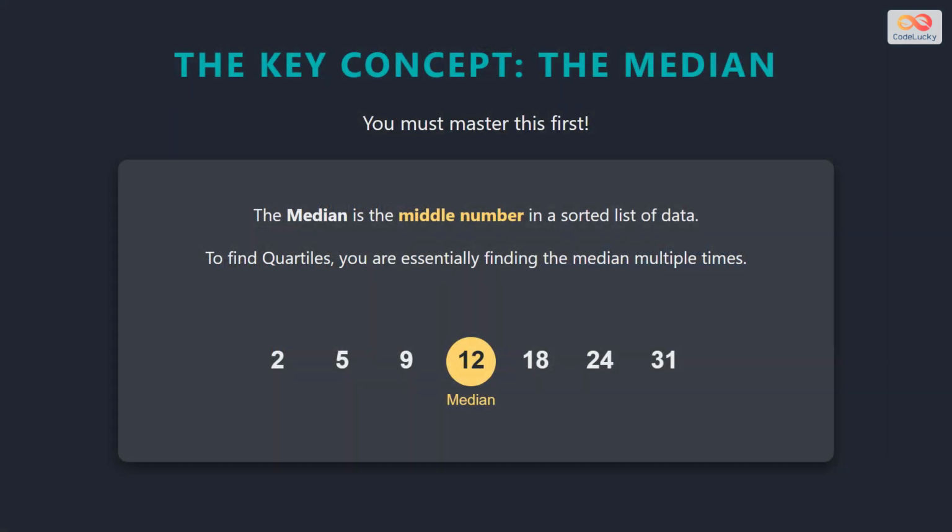To find quartiles, you must first be comfortable finding the median. The median is simply the middle number in a sorted list of data. Finding quartiles is essentially just finding the median multiple times.